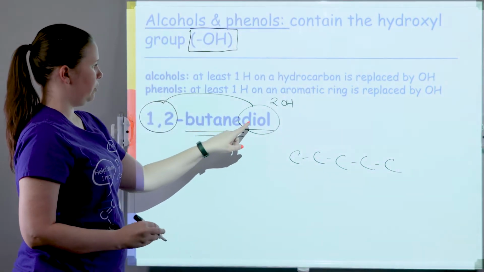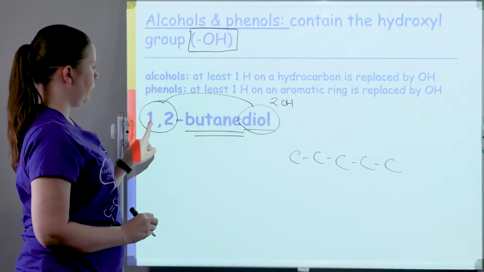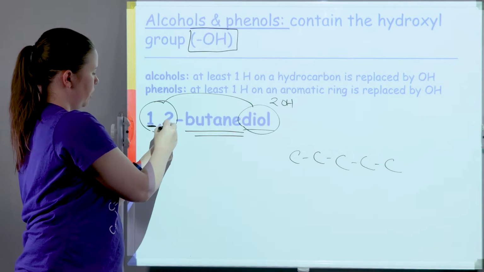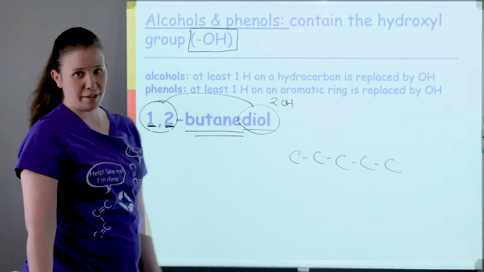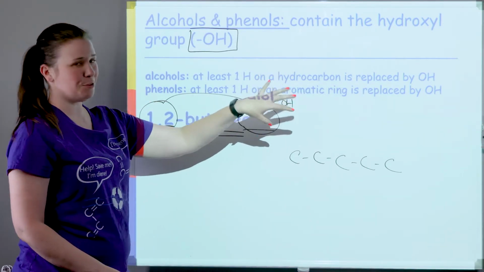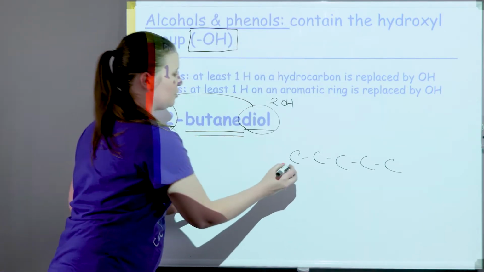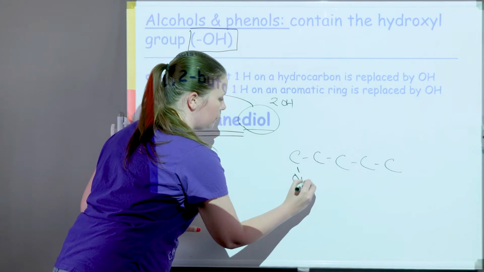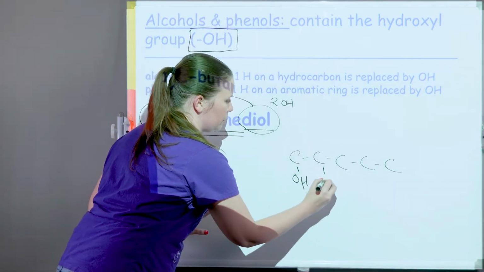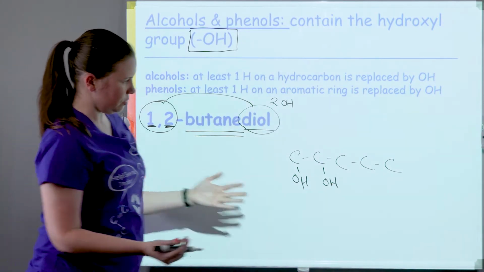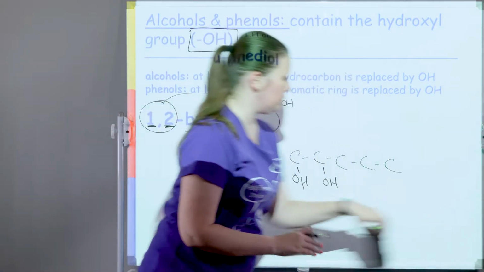Now I want to add 2 OHs. One of them will be at the 1, and 2 of them will be... I can't talk, I'm sorry. The 2 OH groups will independently be at the first and second position. That's what I'm trying to say. So in the first position, I can add my OH, and then in the second position, I can add my OH.